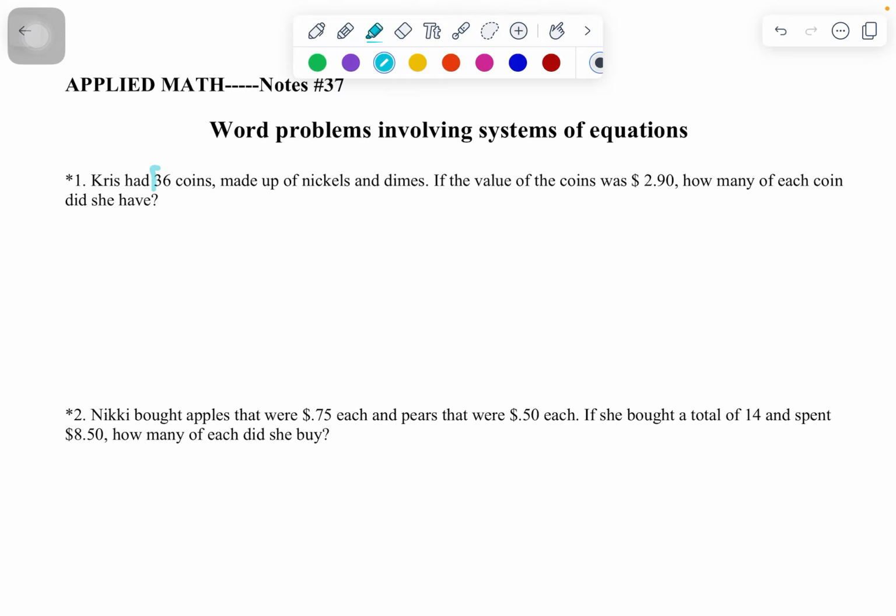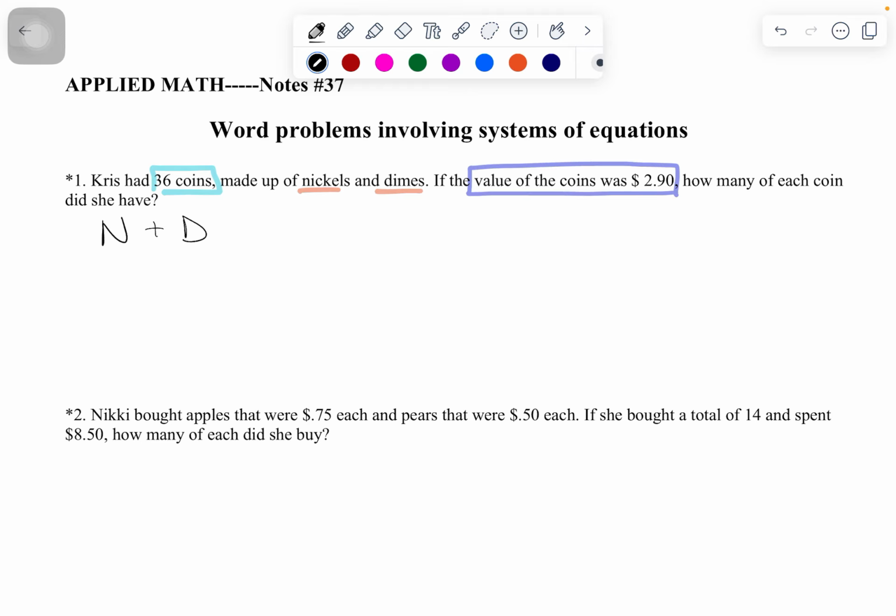We have 36 coins. In that 36, we've got nickels and dimes, and the total value of the coins was $2.90. First thing I'm going to do is make an equation based off of the number of coins. I'm also going to make sure that when I write these word problems, these systems, I use descriptive variables. X and Y are great, but that's not going to help me if I'm talking about nickels and dimes. So nickels plus dimes.